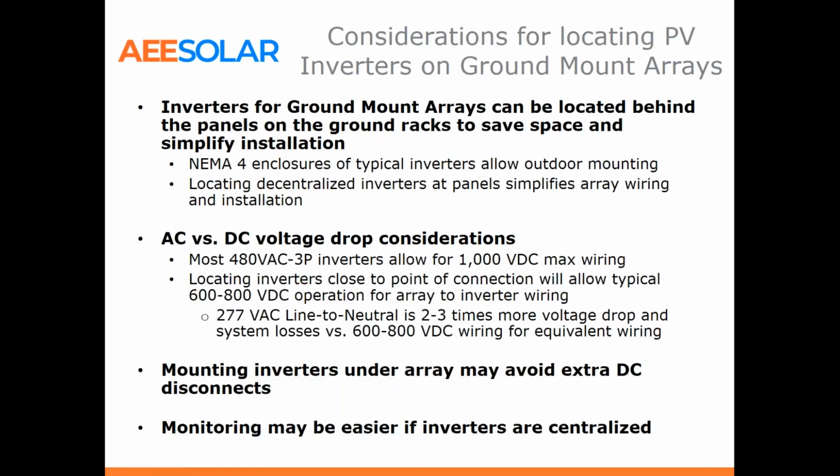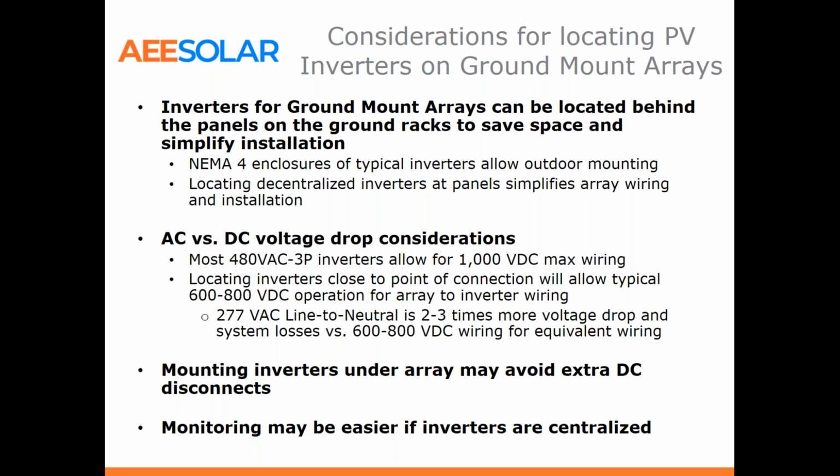So when you do locate your inverters for commercial arrays, there's two trains of thought here. One is to put the inverters on the ground mount racking. So on the Series 200, you can put the inverters right behind the panels. All of these inverters are NEMA 4 or 3R enclosures. They allow outdoor mounting, and you're basically locating these decentralized inverters at the panels, and it simplifies your DC array wiring. But you also could put this in a centralized inverter bank and run the wiring back to that bank.